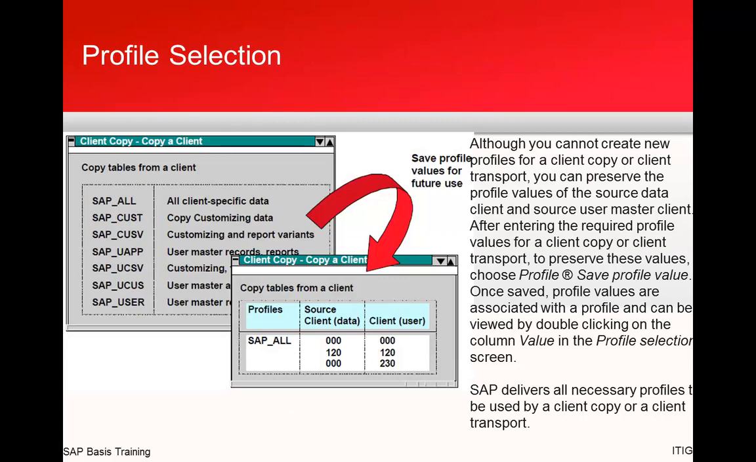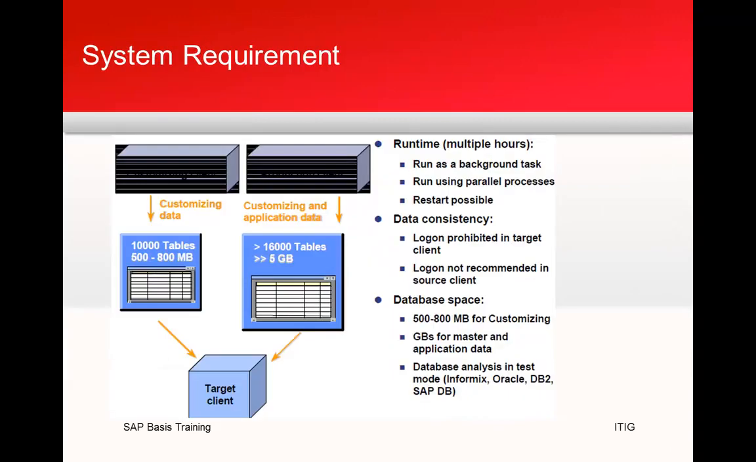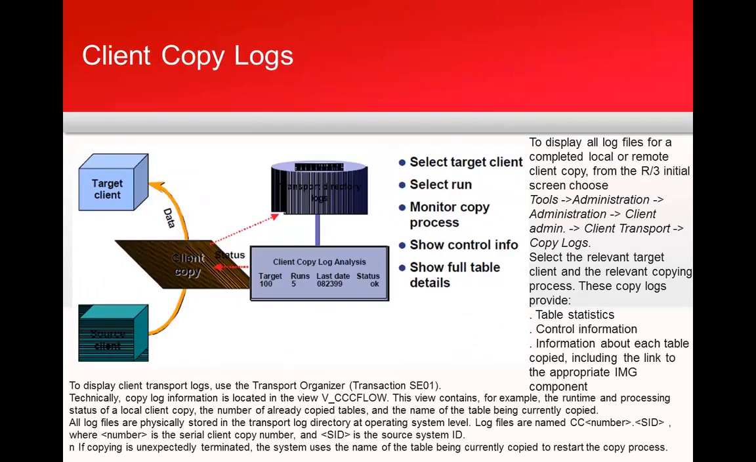Okay, profile selection. You can select a particular profile. These are the different profiles which are available in the system. Just take note of them. System requirement: basically you can run a test run to find out if we have enough CPU, memory and disk space to perform this activity, and whether there will be any inconsistency if we perform this. So that is about the system requirement.